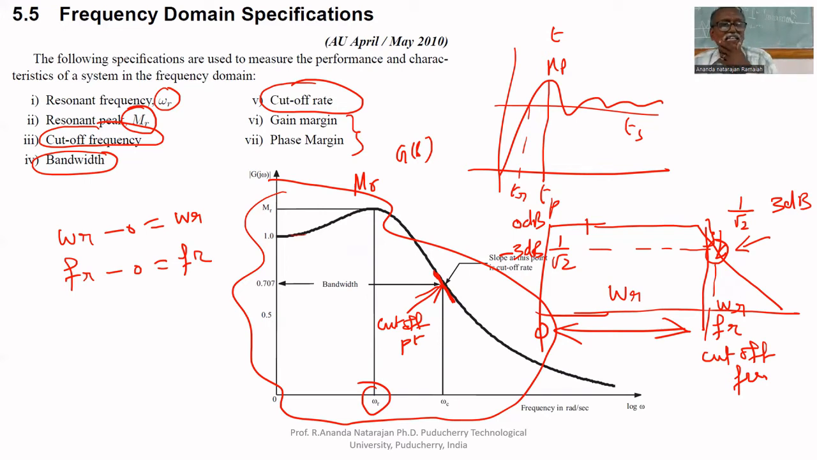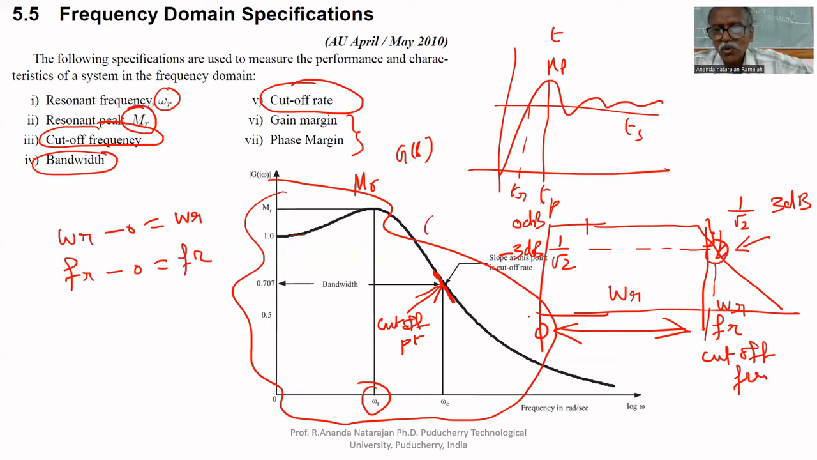Let us see once again. Resonant frequency means the frequency at which the amplitude is maximum. The maximum amplitude, MR, is called resonant peak. Cutoff frequency is the frequency at which the magnitude is reduced by 1 by root 2 times, or the magnitude is reduced by 3 dB. That point is called cutoff. The frequency at which it reaches is called cutoff frequency.